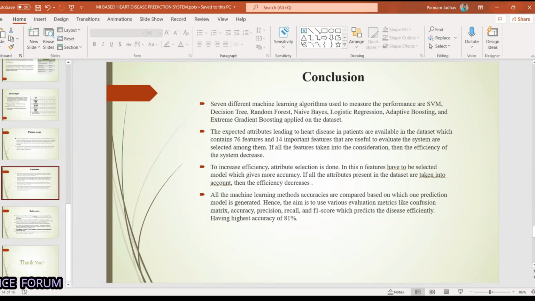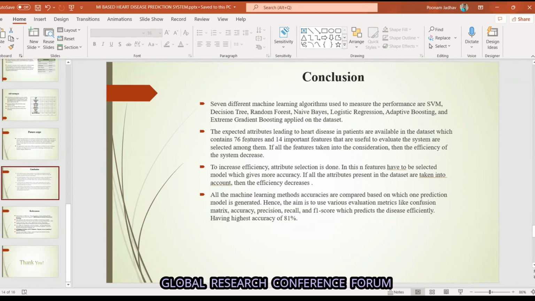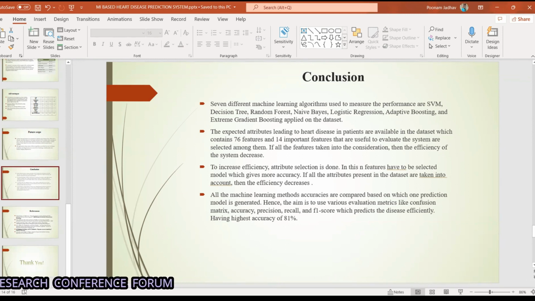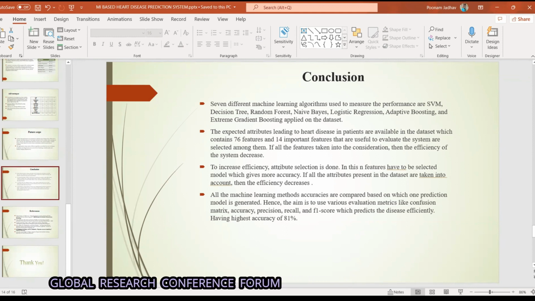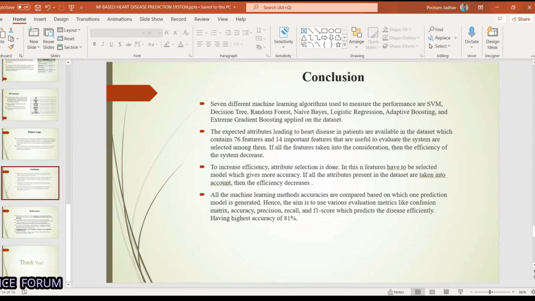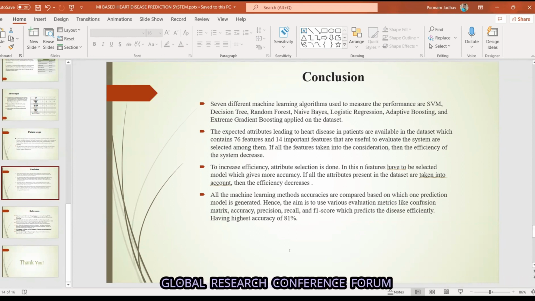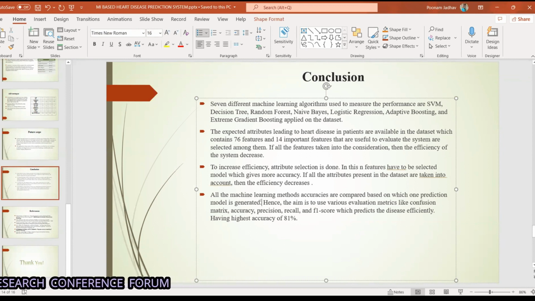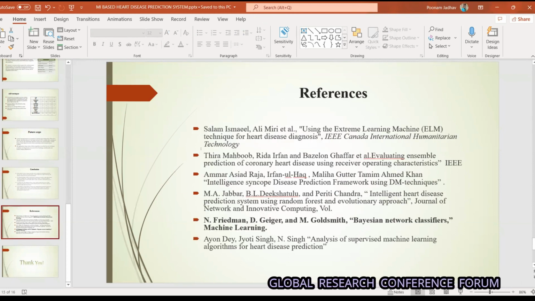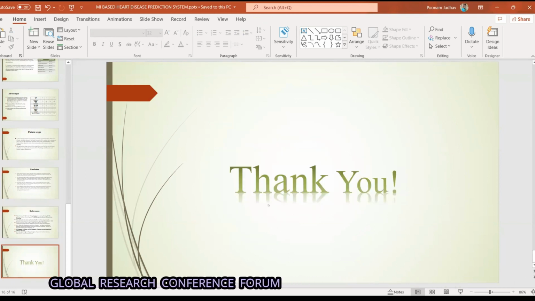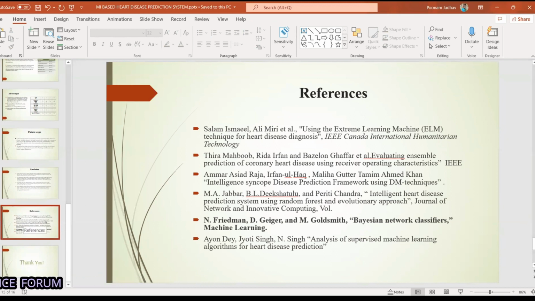The expected attributes leading to heart disease in patients are available in the dataset, which contains 76 features. 14 features are important to identify the efficiency. To increase efficiency, attribute selection is done, and in future a model of higher efficiency will be selected. By using the random forest method, we are getting 90% efficiency. And these are the references we used to study this paper or project.